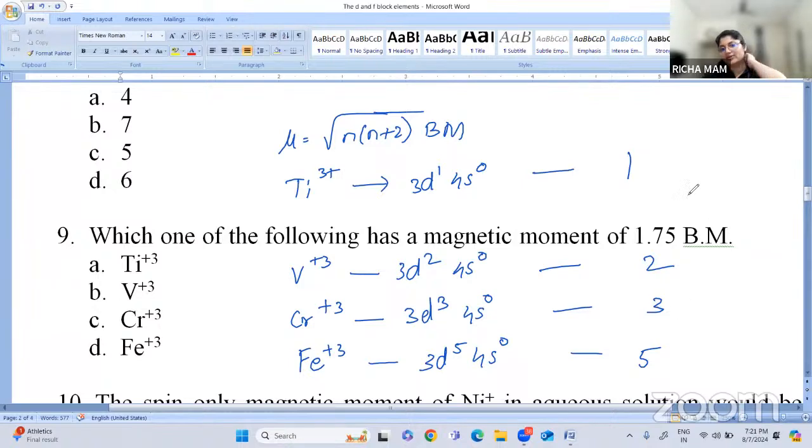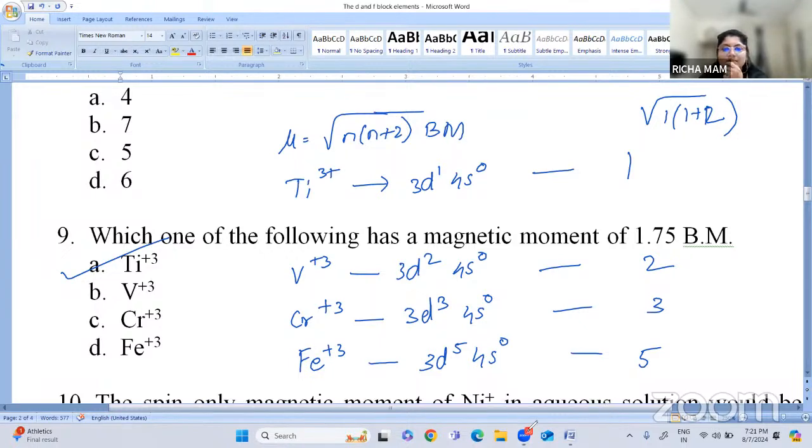If you put the values in this particular formula, n equal to 1: 1 into 1 plus 2, so 1 threes are 3. Square root of 3 is nothing but 1.73, so option number A. Yes, Sri Varuni and Lubna have answered it correct. So option number A will be the answer.